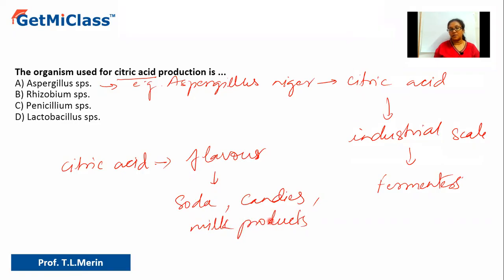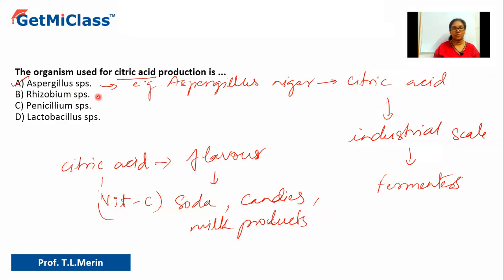Now, basically, we also say that lemon is a very good source of citric acid, and if it is from a natural source, it does contain vitamin C. But then it is being used in various combinations along with different products. So that is the application of citric acid. Now let us see. Option A, as I told you, Aspergillus species, one example again, Aspergillus niger, does produce citric acid. So this should be our correct answer.